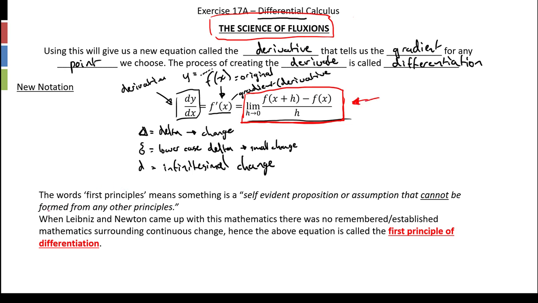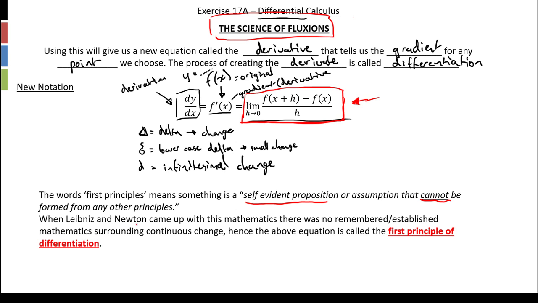So a bit of background. In the sciences, and mathematics is a science, the word first principles means something is a self-evident proposition, or an assumption that cannot be formed from any other principles.